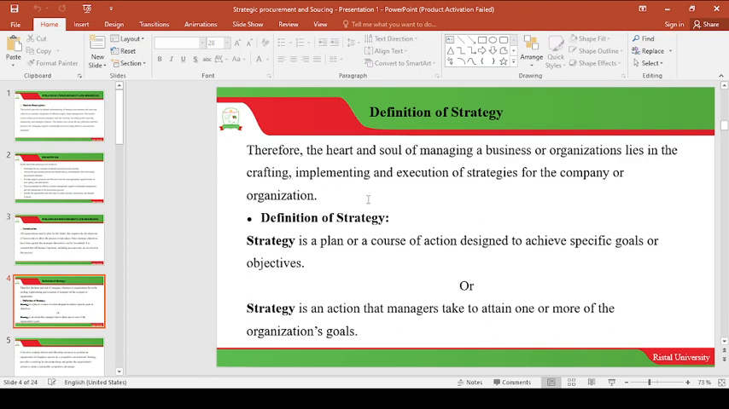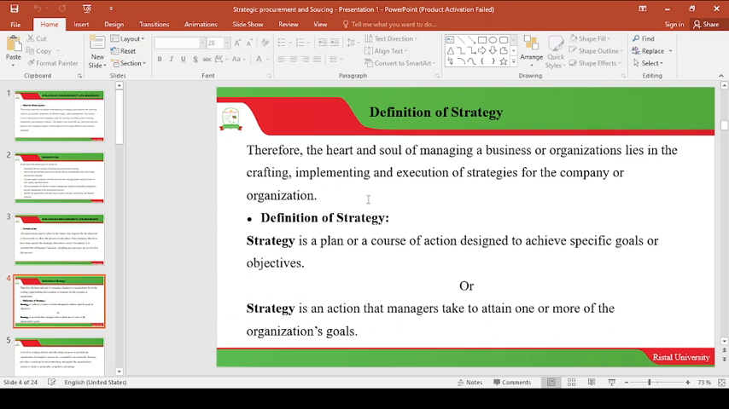So, what is a strategy? A strategy can be defined as a plan or a course of action designed to achieve specific goals or objectives. So, if an organization needs to achieve some target, they will make a plan which will take them to that target, to reach that target. So that is what we term as strategies or a strategy.